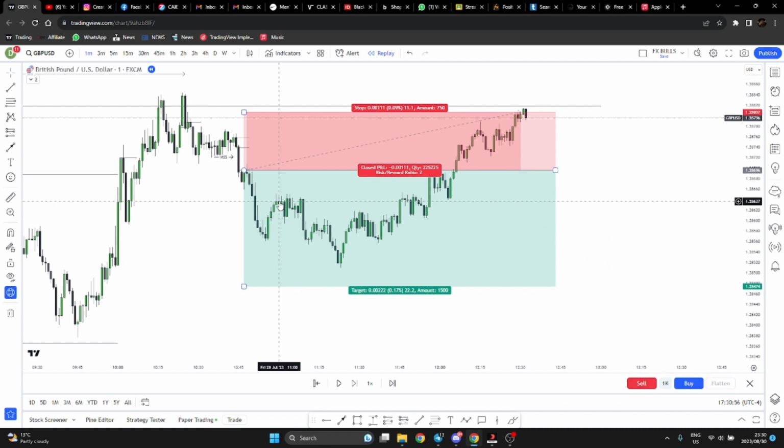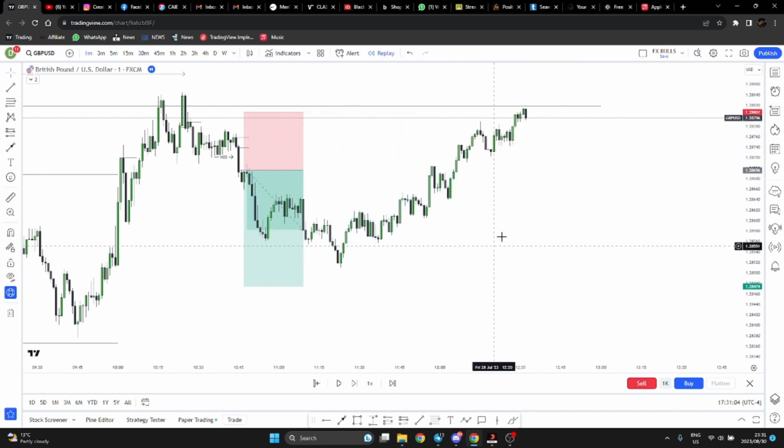So this is my 11 a.m. session mark. So I would have gotten out right here, or I would have just set my stops to break even and let it run. But let's see if we can get another entry.